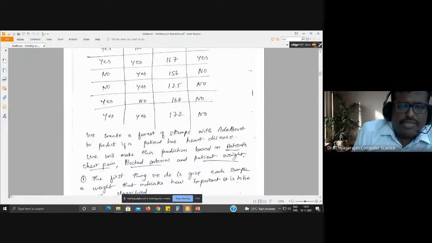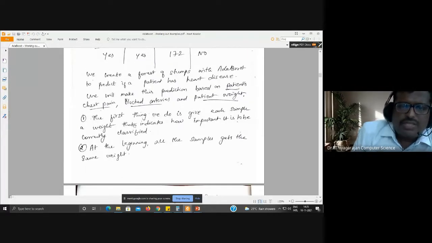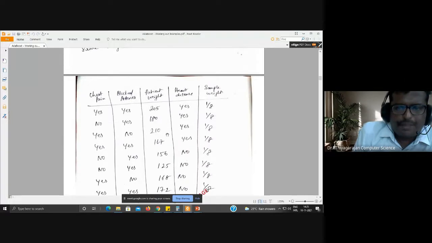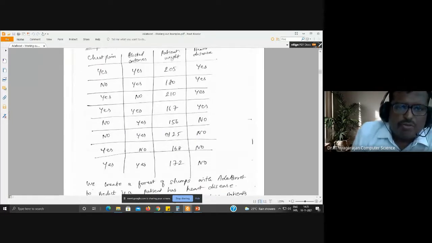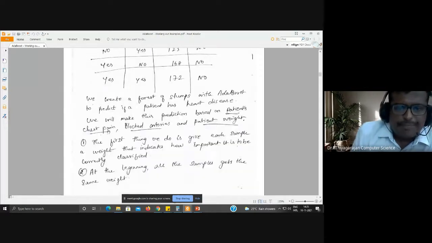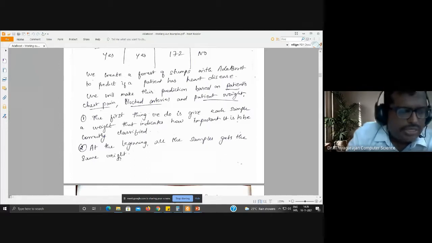So I'm taking this data set, and the first thing we do is give each sample a weight that indicates how important it is to be correctly classified. The first thing we'll do in AdaBoost is assign a sample weight to each of the rows in the data set. So now we are going to consider the data set we are given.